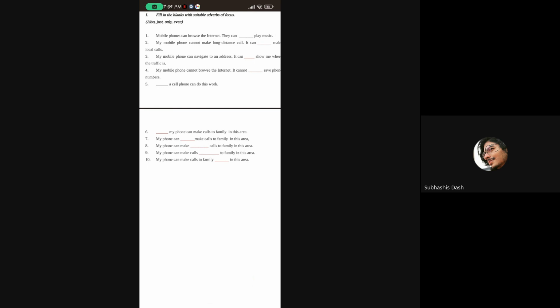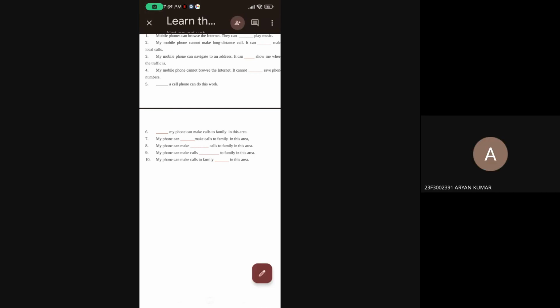Ninth one, my phone can make calls dash to family in this area. So your blank is again going to be only, right? A limiting one, but the focus is now on to family. So only family, no one else. Make calls only to family in this area.